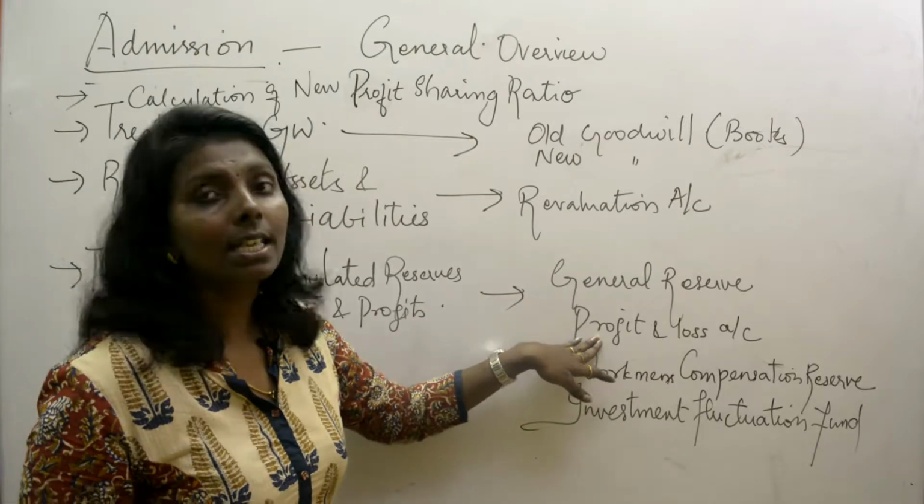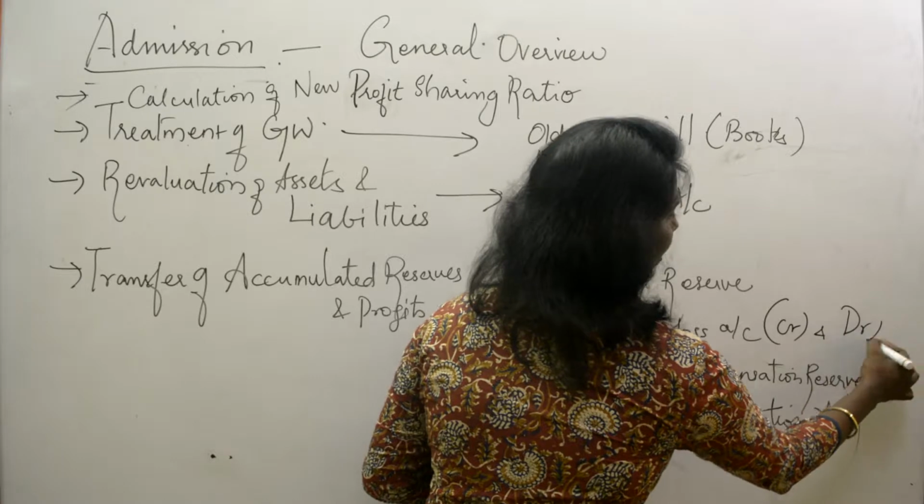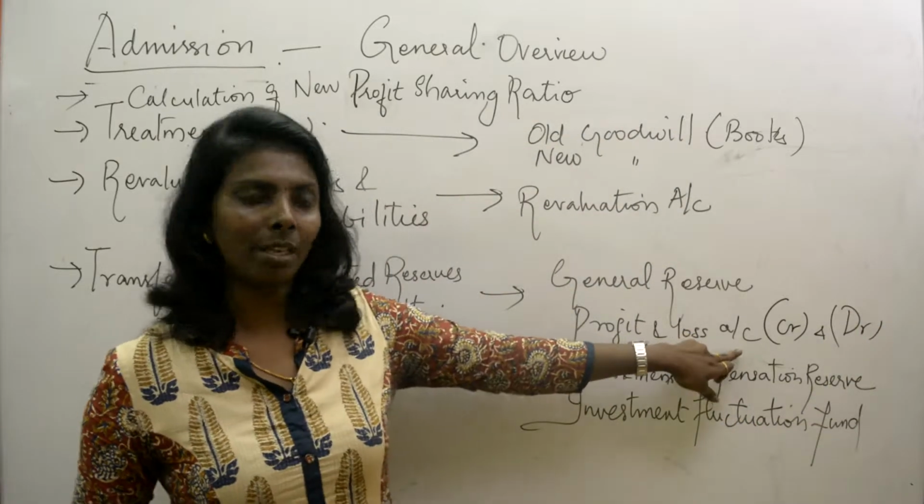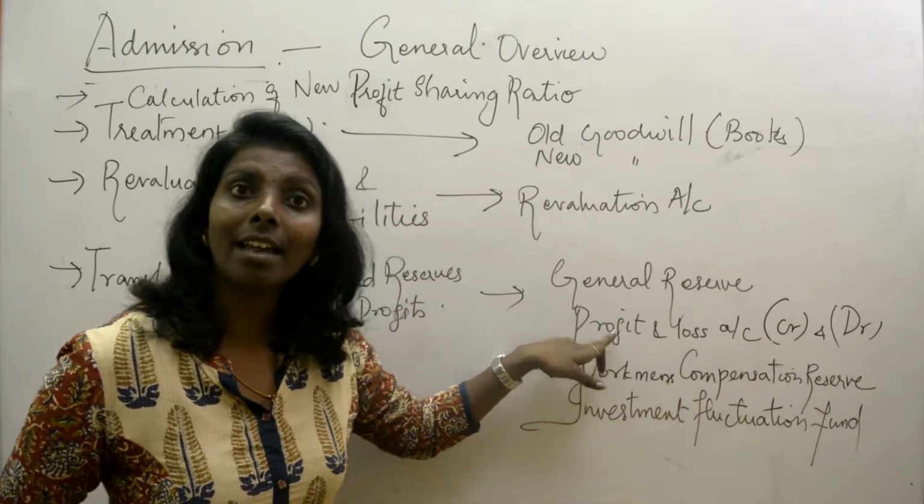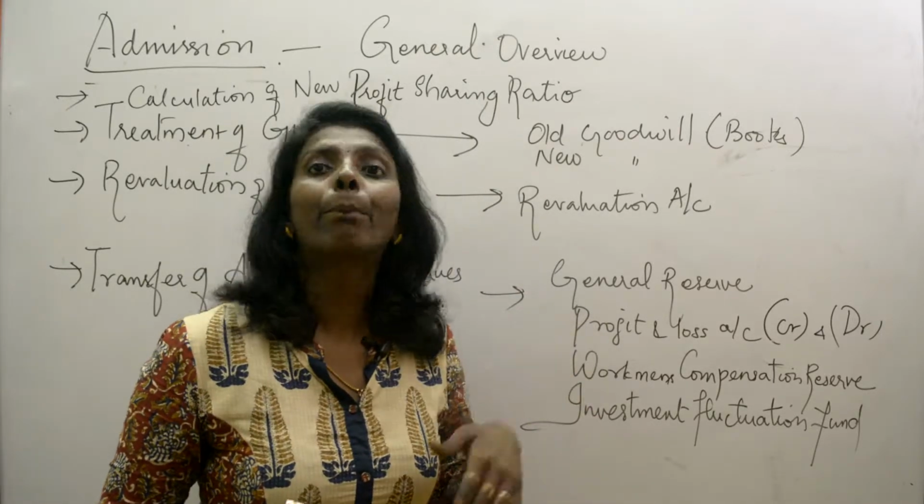A profit and loss account can have a credit balance as well as a debit balance. What does a credit balance mean? If it's a credit balance, then it is shown on the liabilities side of the balance sheet, meaning it is a profit.